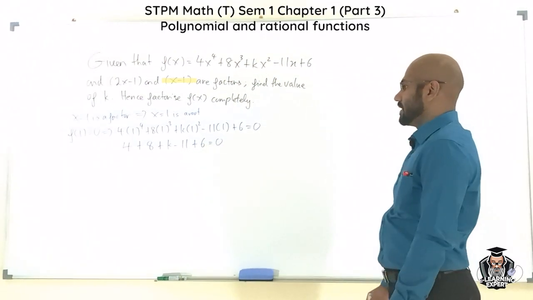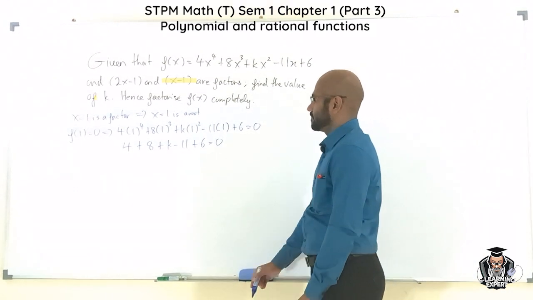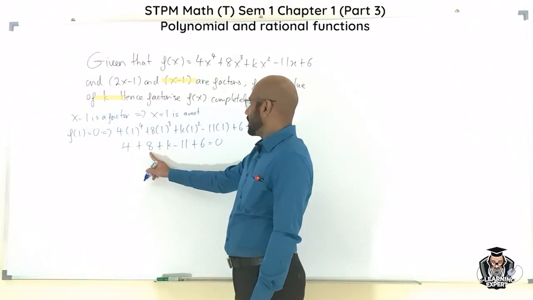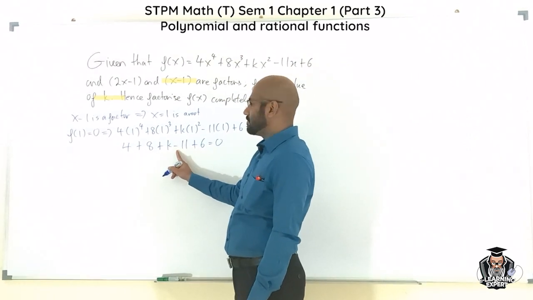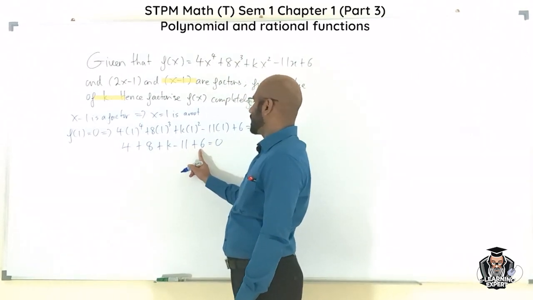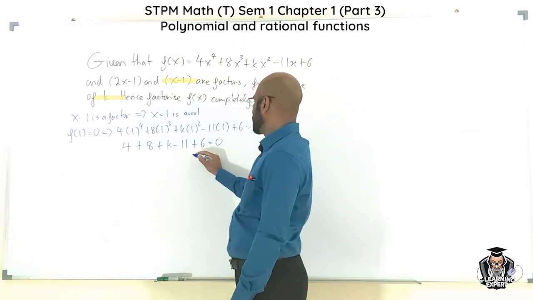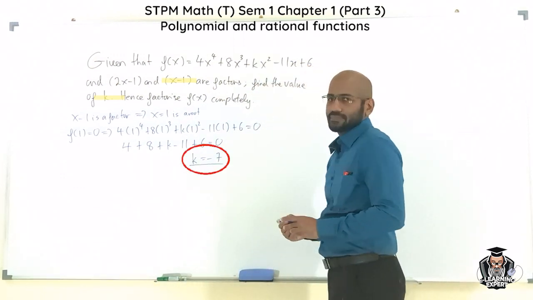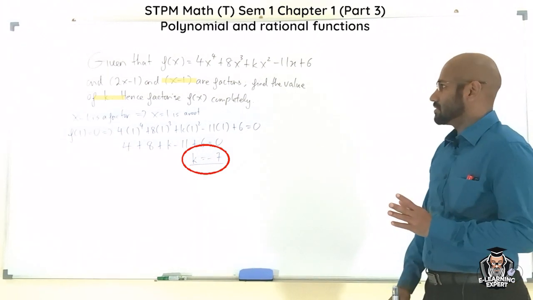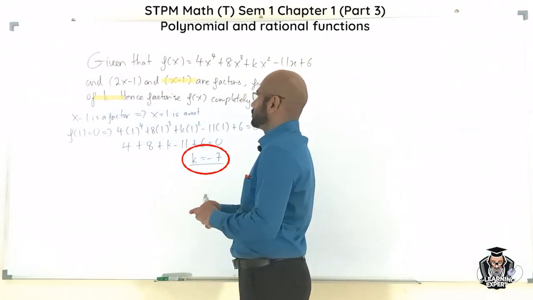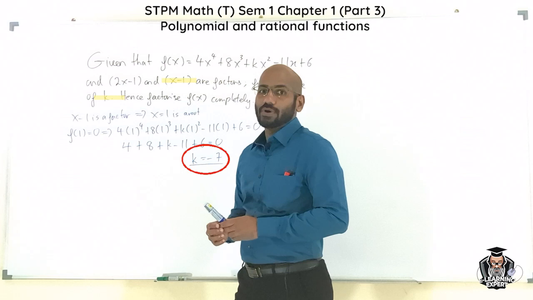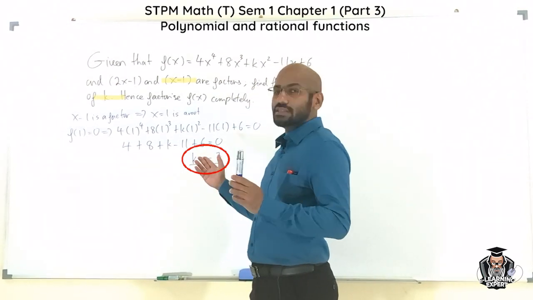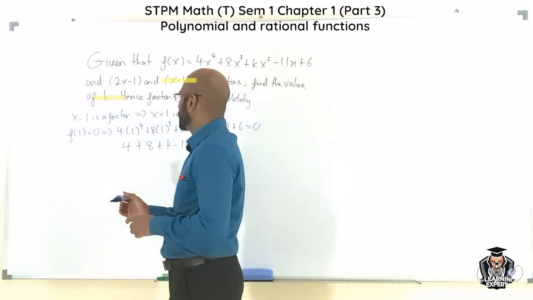So 4 times 1 to the power of 4 will be 4, plus this will be 8, plus k, minus 11 plus 6 equals 0. Now we are able to find our value for k. 4 plus 8, 12. 12 minus 11, 1. 1 plus 6 is 7. So bringing over we have k equals negative 7. Now of course some students would ask, there's another factor of 2x minus 1. Why can't I use that? You could, but it's longer. But just as an example, I'm going to show it to you over here.